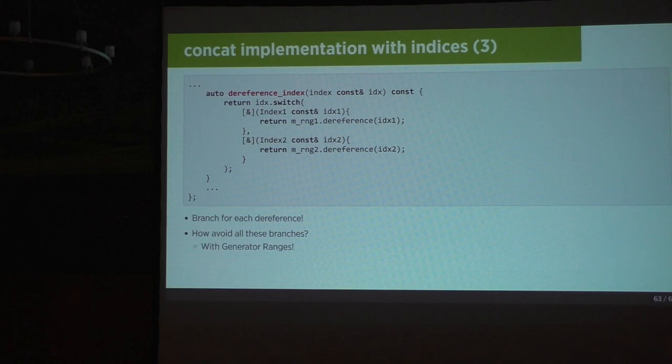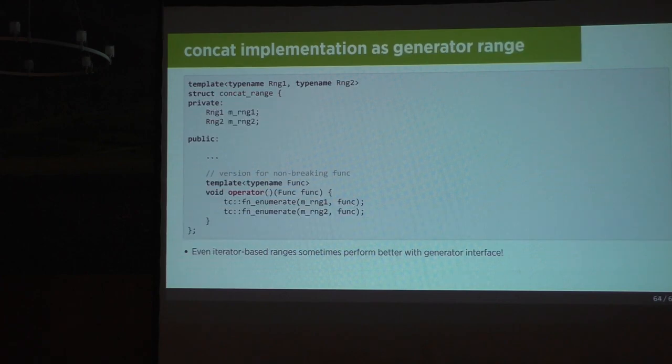Now, you can avoid this with generators. If you write this with internal iteration, it becomes simply this. So the concat range keeps all the stuff that we had. It keeps its iterators and everything. In case someone needs iterators, we keep it around. It's a good implementation to have.